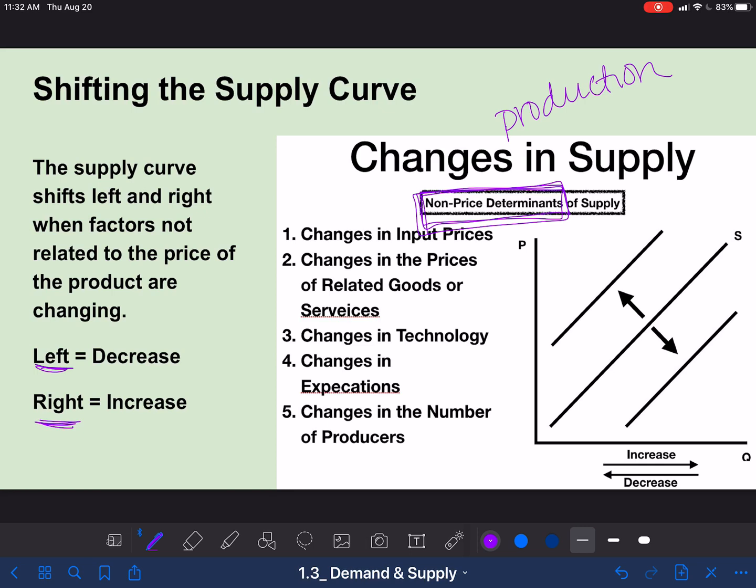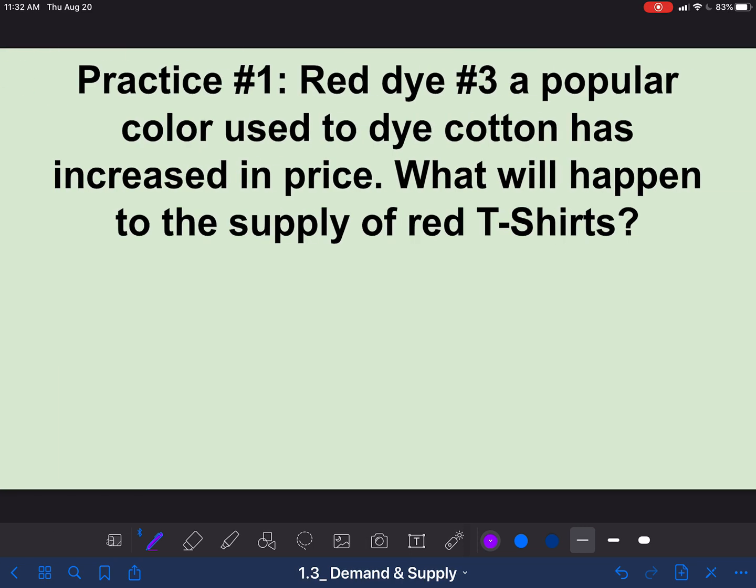Ladies, if you like to go get your nails done, if we lost half of the nail salons in Frisco, then that would decrease the supply of nail services because the number of people offering that have left. So again, all of these things were not related to the price of the product. They're just things happening in the background. So we'll look at some examples here.